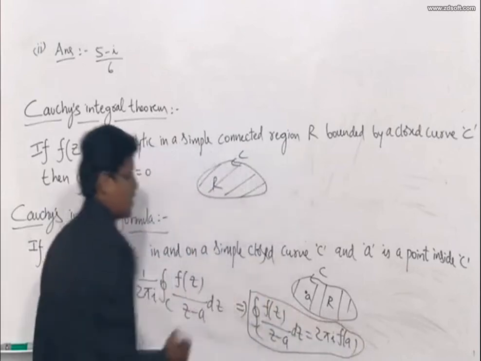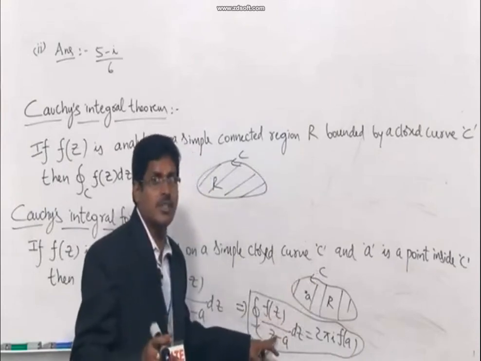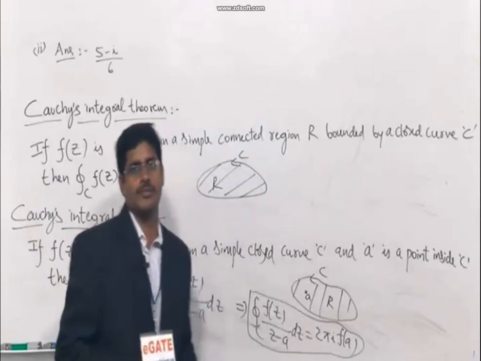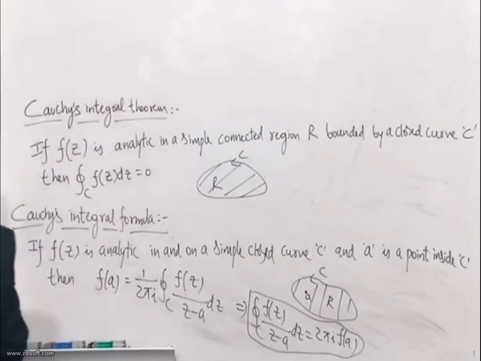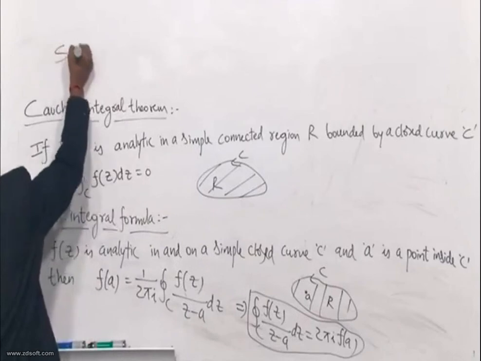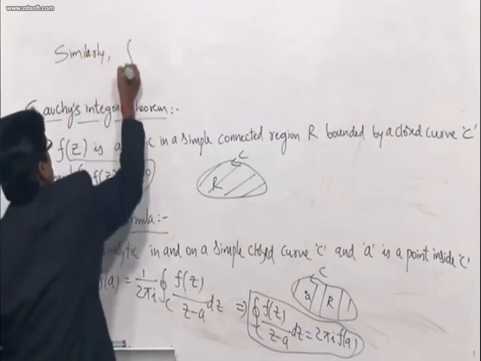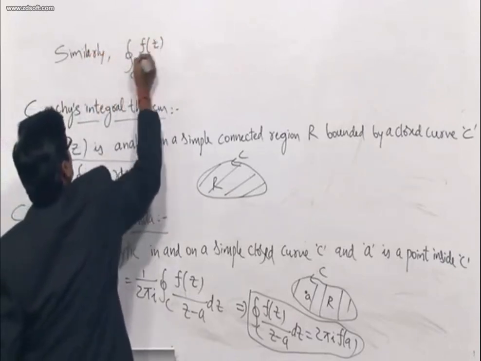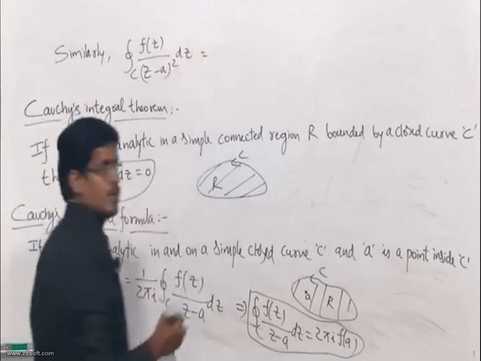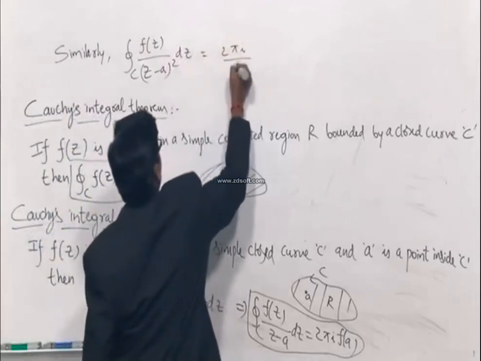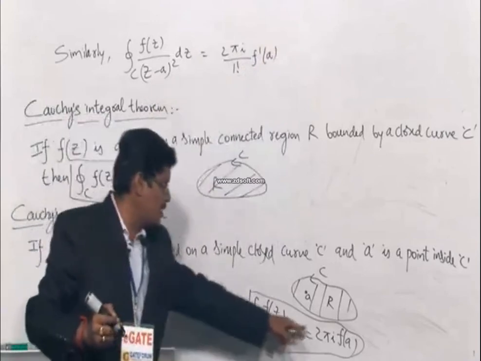Just keep this result in a box, that is very important. That means this function is defined at z equal to A, but f of z over z minus A is not defined at z equal to A. Still that integration value is given by 2 pi i into f of A. Similarly, keep this also in a bracket. Integral over C, f of z by z minus A whole square, dz is equal to 2 pi i by 1 factorial, f dash A. So when it is whole square, this is the answer. When it is whole power 1, that is the answer.